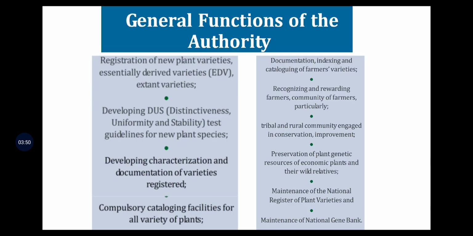Coming to the general functions of the authority, the first and foremost function is registration of new plant varieties, essentially derived varieties and extant varieties. Whenever we talk about plant varietal protection, three things come into picture. One is varietal registration, new variety and essentially derived variety. That is the function of PPV-FR.